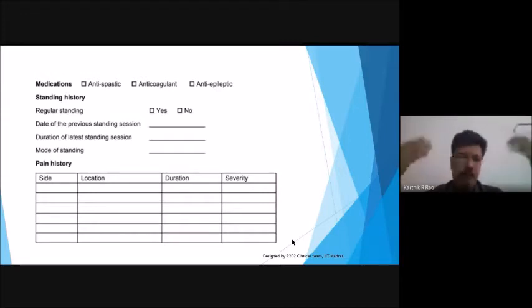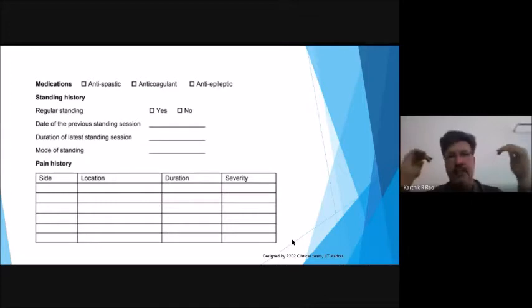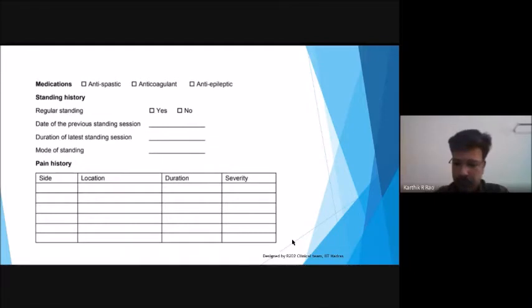We might investigate further and try to identify what is causing the pain and what needs to be done. Based on that, it is a judgmental call that we might have to make, whether this person is ready for using the wheelchair right now, or maybe it can be done after some time once the pain is resolved.